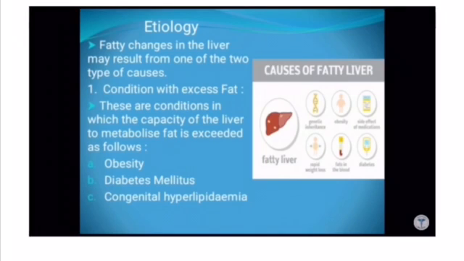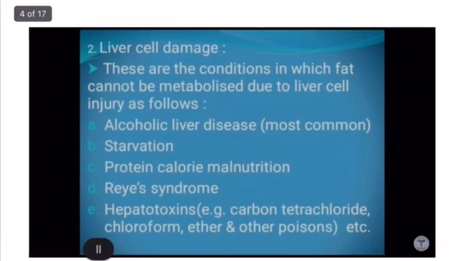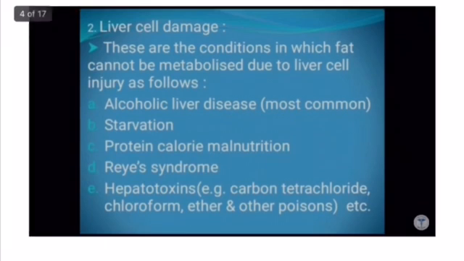These are the conditions in which the capacity of the liver to metabolize fat is exceeded because of obesity, diabetes mellitus and congenital hyperlipidemia. Second one is liver cell damage. These are the conditions in which fat cannot be metabolized due to liver cell injury, as follows. First one, alcoholic liver disease, that is the most common. Starvation, protein calorie malnutrition, Reye's syndrome, hepatotoxins, CCl4, chloroform, ether and other poisons.